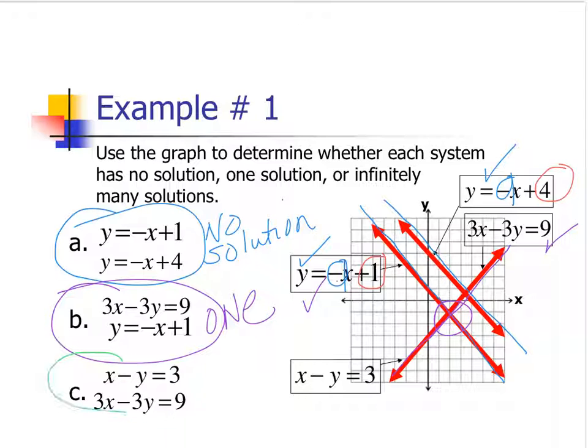Alrighty, let's look at our last one. They're already graphed here. It is x minus y equals 3, which is this line, and 3x minus 3y equals 9, which is this line. They are the same line. It's right there. You can see it right there. So if they are the same line, that means that every point on that line is a solution. So there are infinite solutions to this one.